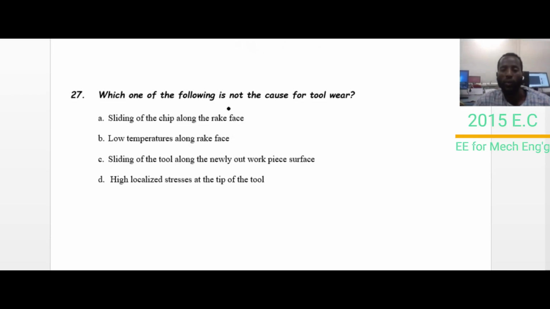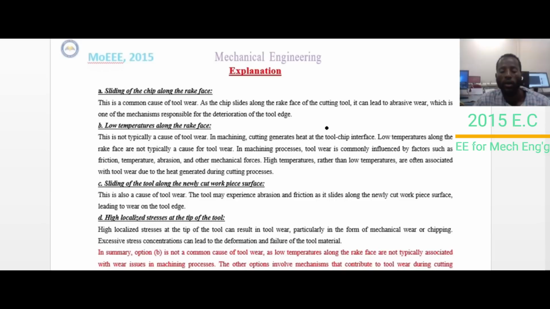The other, which one of the following is not the cause for tool wear? A, sliding of the chip along the rake face. B, low temperature along the rake face. C, sliding of the tool along the newly cut workpiece surface. D, high localized stress at the tip of the tool.